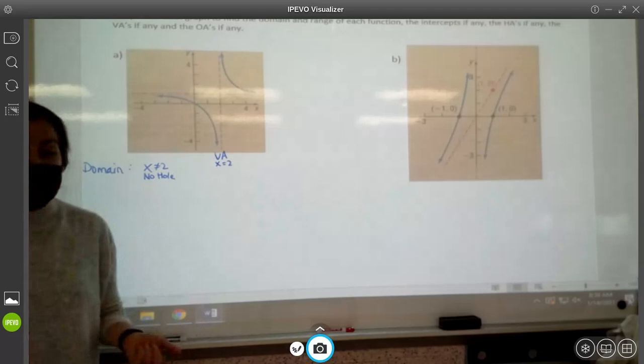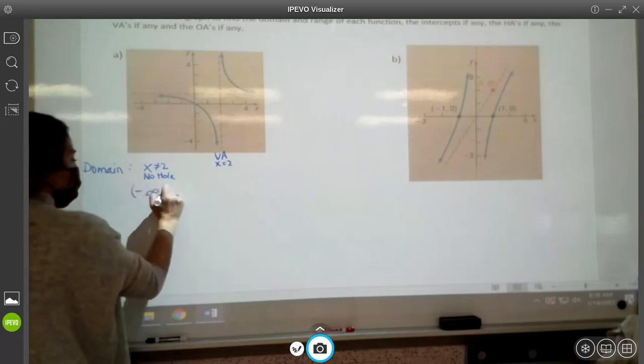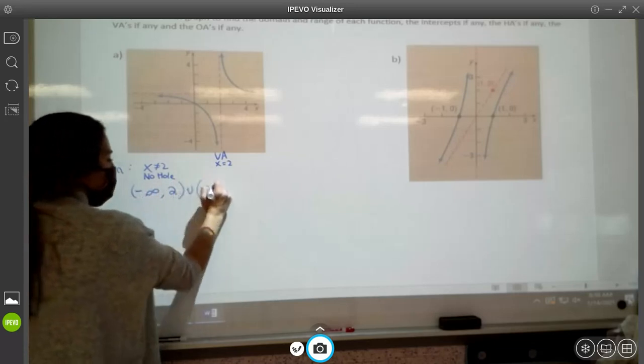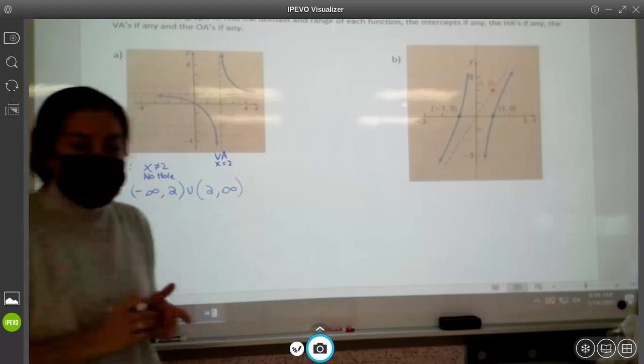So if we put that domain in interval notation where X can't be 2, it looks like it can be any number from negative infinity to 2, and then from 2 to infinity. Everybody okay with that? Everybody good?